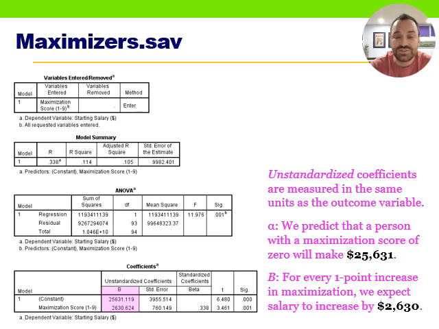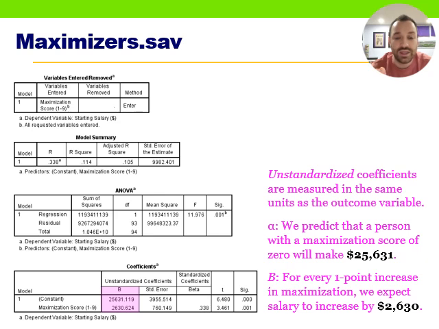Remember, the slope tells us every time x goes up by 1, how much does our prediction of y go up or down? In this case, every time x goes up by 1, meaning every time your maximization score increases by 1 point, we would expect your starting salary to increase by about 2,600 bucks. So a person with a maximization score of 3, we'd expect them to make about $2,600 more than a person with a maximization score of 2, and so on and so on and so on.